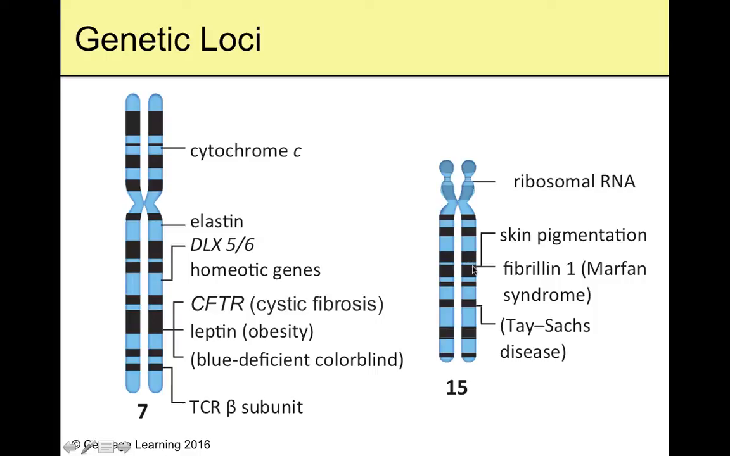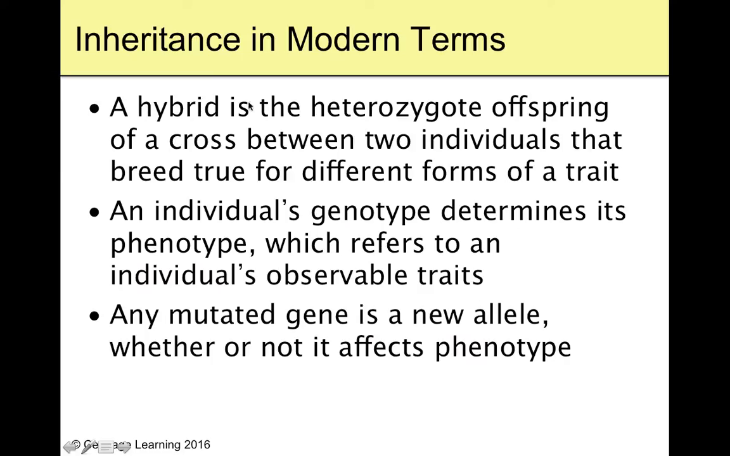And they line up in what we call homologous chromosomes. So you have one copy of that gene from your dad and his allele that he passed down, and one copy of that gene from your mom and her allele that she passed down. And depending on which of those is expressed and how much of it is expressed, that can make you colorblind or not colorblind, and all sorts of different stuff. So in modern terms, a hybrid is the heterozygous offspring.